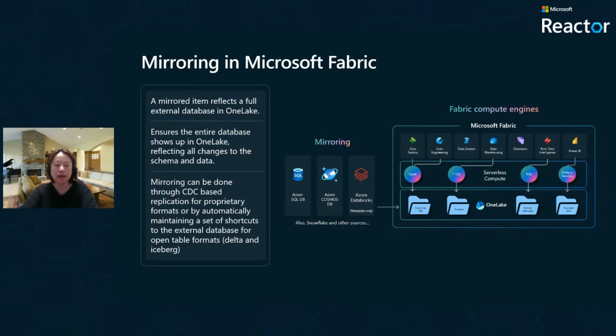So to look at the mirroring in Microsoft Fabric, mirrored database is a way to really reflect your entire database to bring that show up inside the OneLake. And also during the mirroring setup, you can choose to only mirror or replicate the selective set of tables that you are interested in.